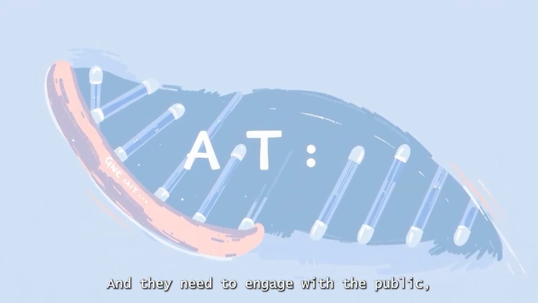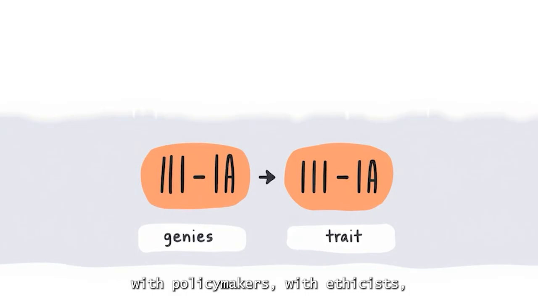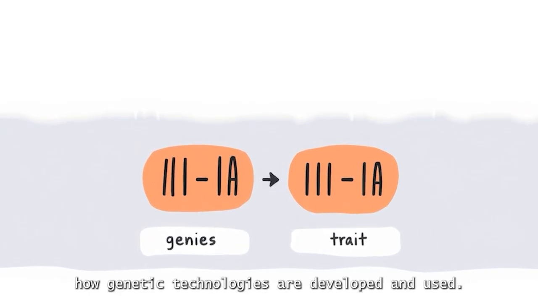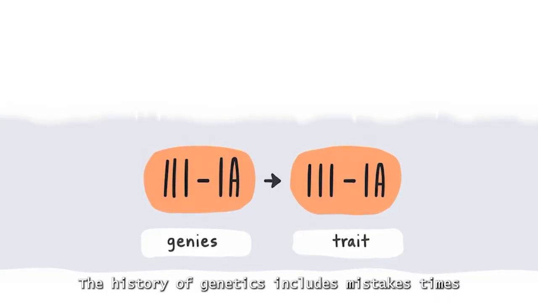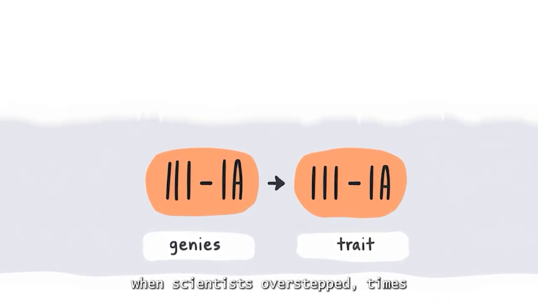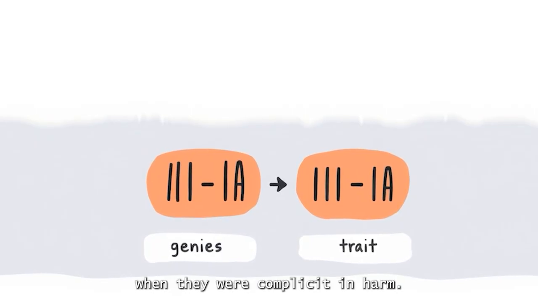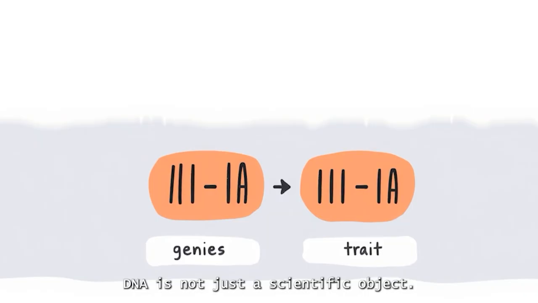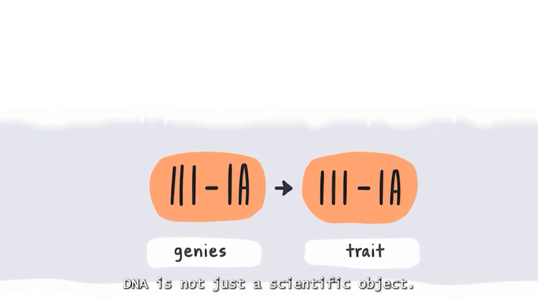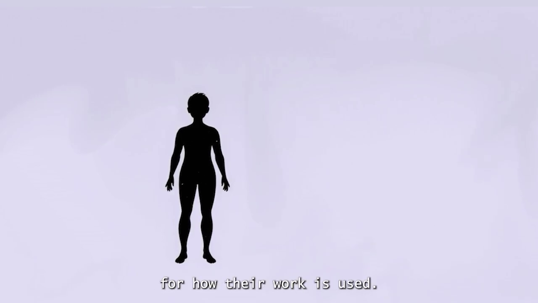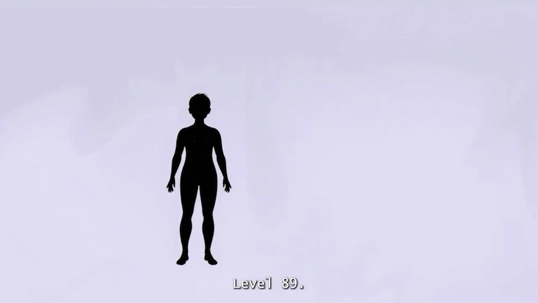And they need to engage with the public, with policymakers, with ethicists, to help guide how genetic technologies are developed and used. The history of genetics includes mistakes, times when scientists overstepped, times when they were complicit in harm. Learning from that history is essential. DNA is not just a scientific object, it's a social and political one, and scientists can't abdicate responsibility for how their work is used.